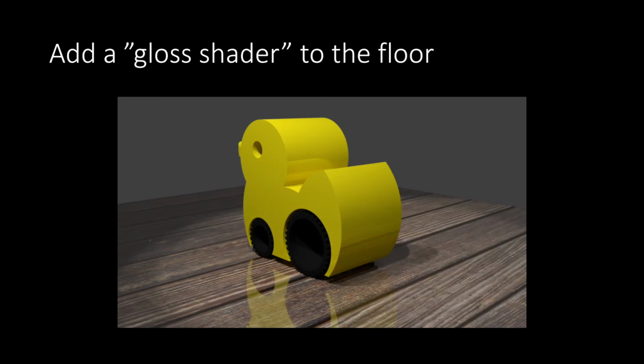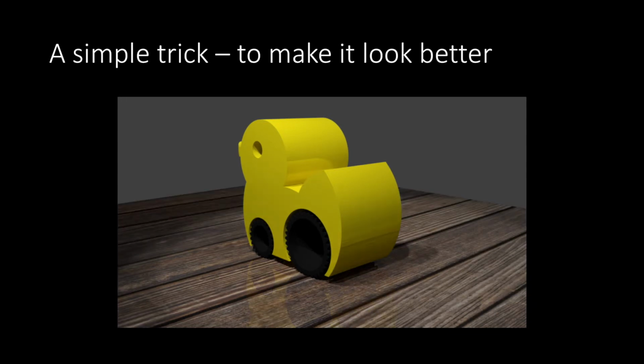We can also add a gloss shader to the floor, but we can see that that's not very convincing. So I'm going to show you a very simple trick to make it look a lot more convincing, by having just that subtle interaction between the duck and the floor, where the cracks still do not reflect light as you'd expect.